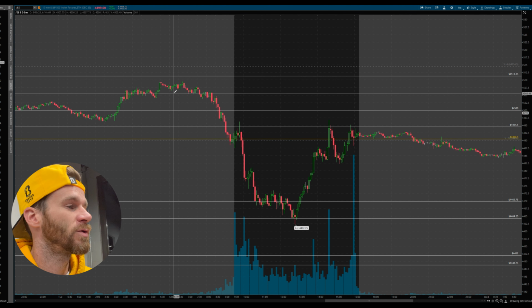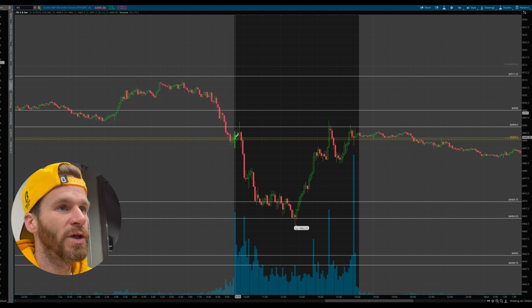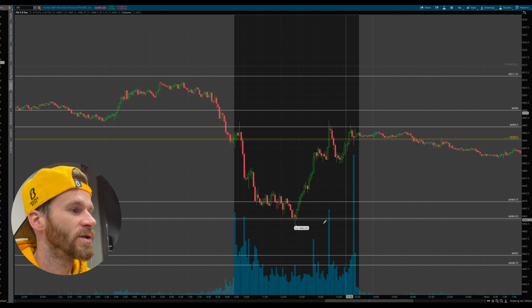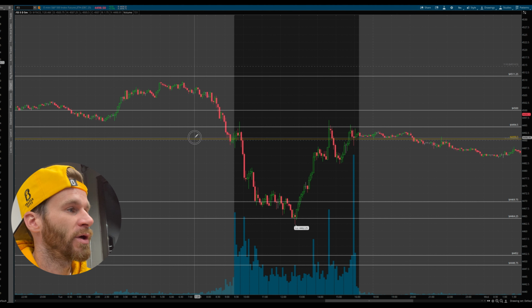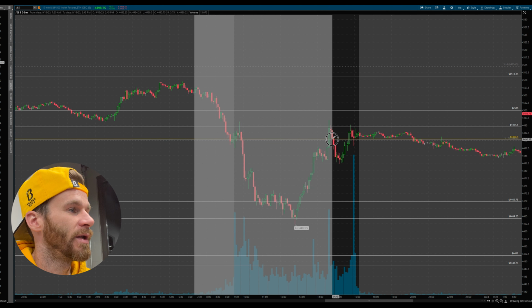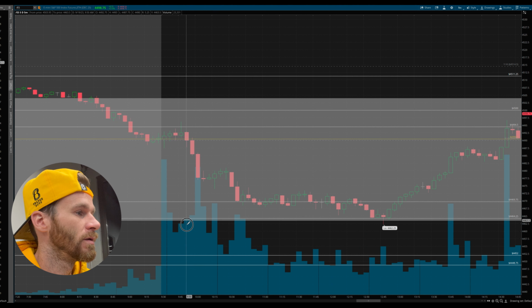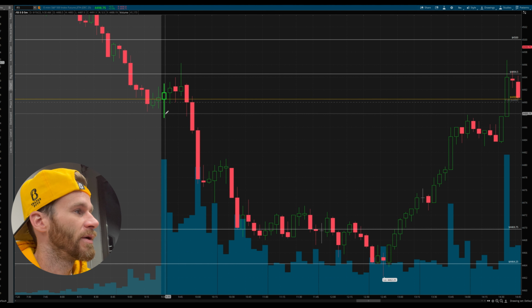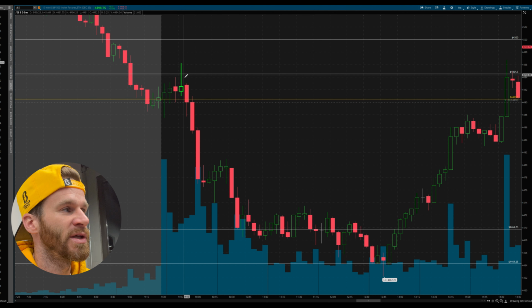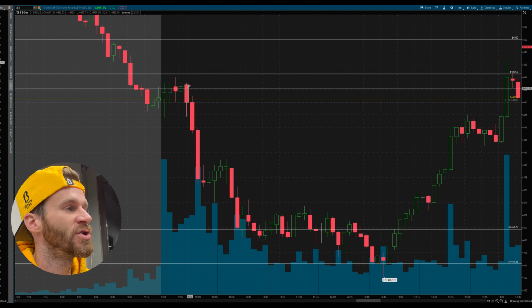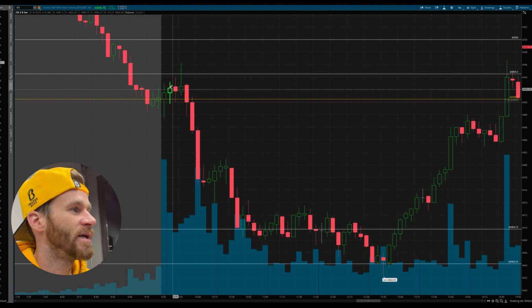But anyway, on my stories, I had put that I was looking for shorts targeting these levels as the market opened and we started to get this push down here. I actually posted that I would prefer us to get bought back up and rally and test the level from underneath and then fail before I enter my shorts, which is exactly what I did.